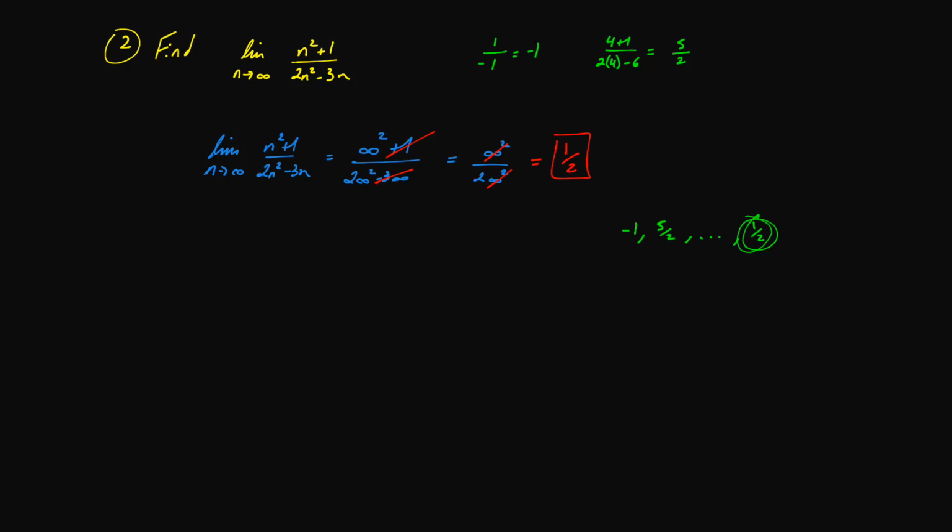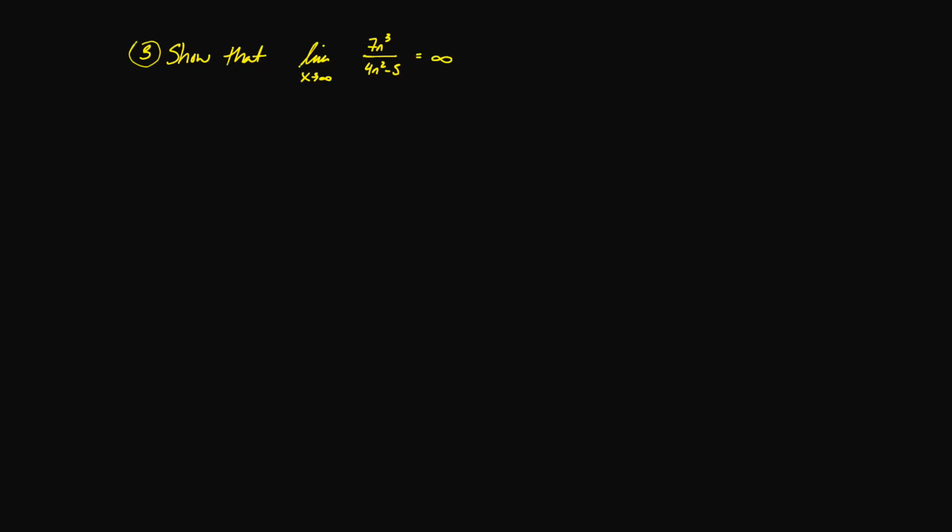All right, let's try another one. So for this one, I want you to take a moment and try this. I want you to show and prove that the limit as n approaches infinity of the function 7n cubed over 4n squared minus 5 is equal to infinity.